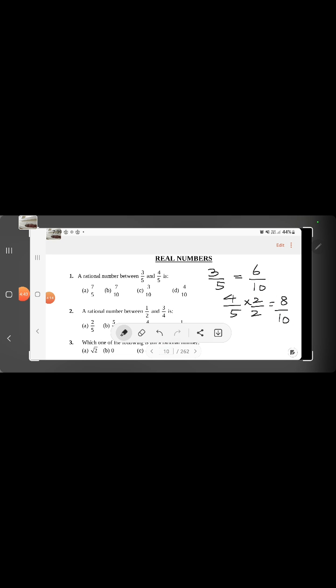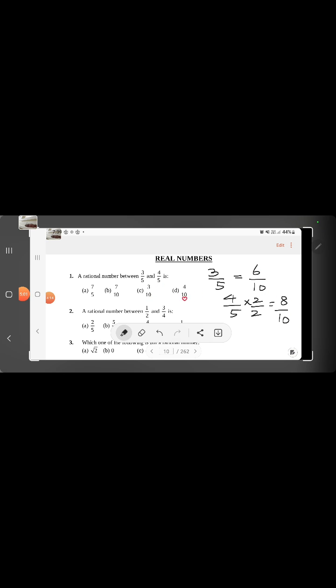Now I am comparing with the given options. The options are 7 by 10, 3 by 10, 4 by 10. So here the first rational number is 6 by 10 and the second one is 8 by 10. Obviously 7 by 10 is the rational number which lies between these two, 6 by 10 and 8 by 10.